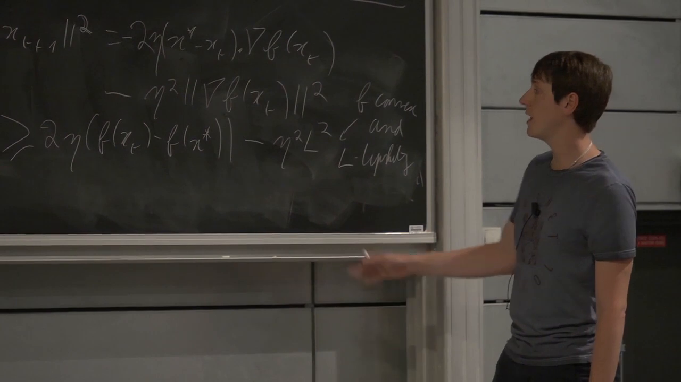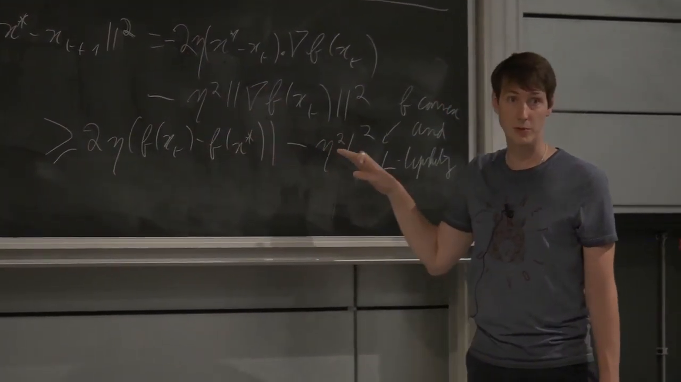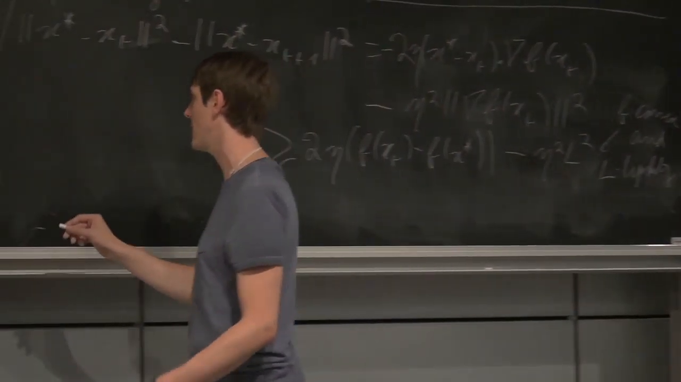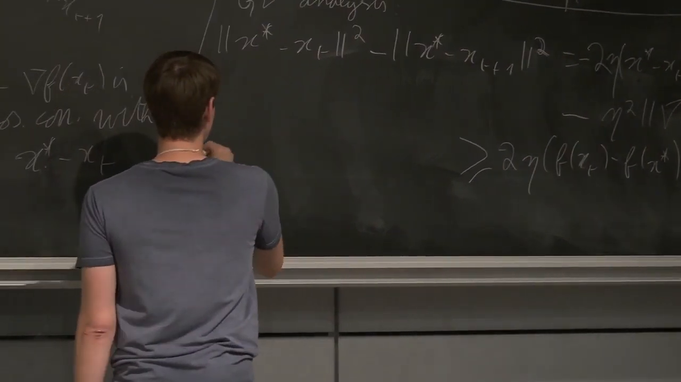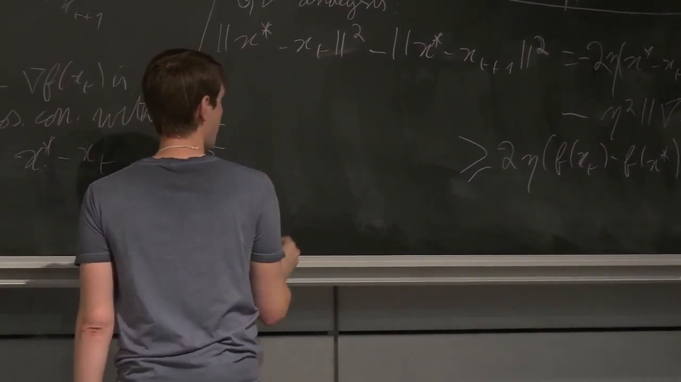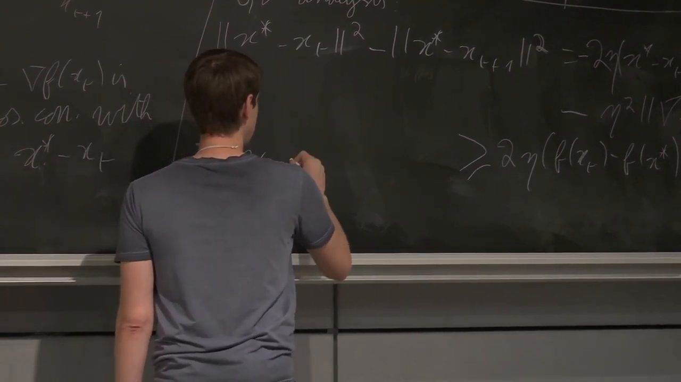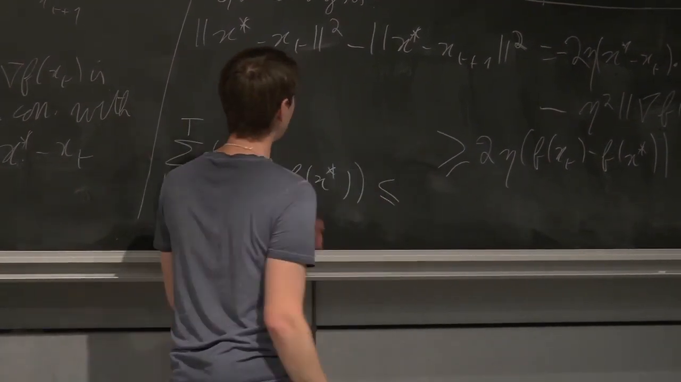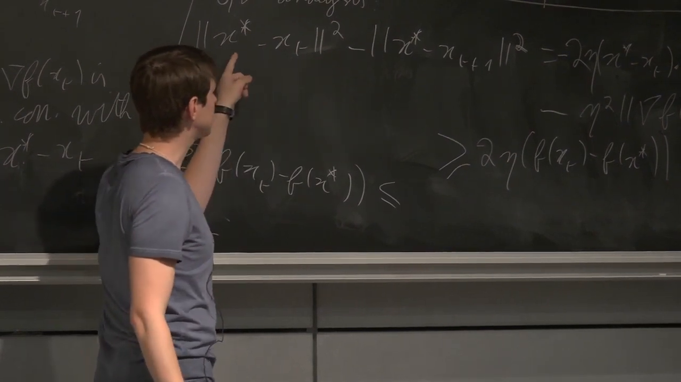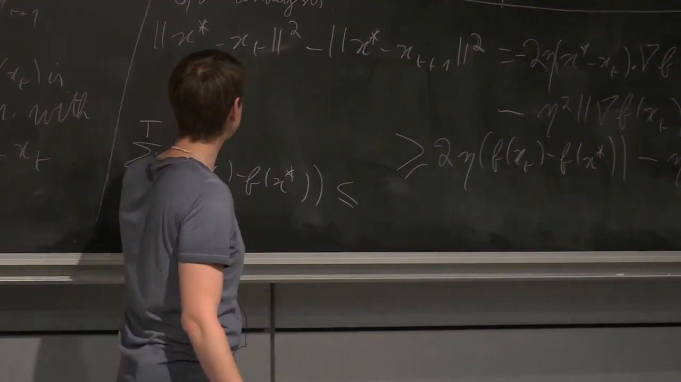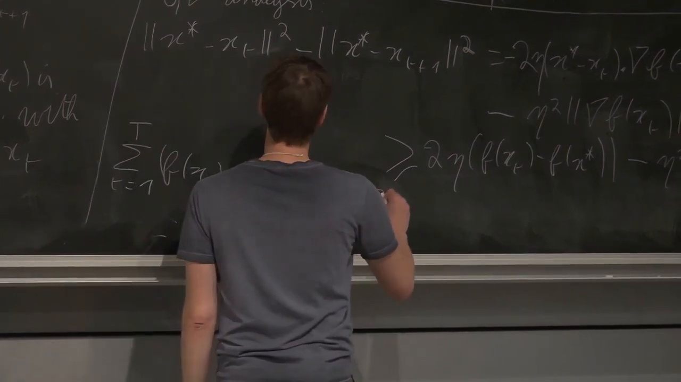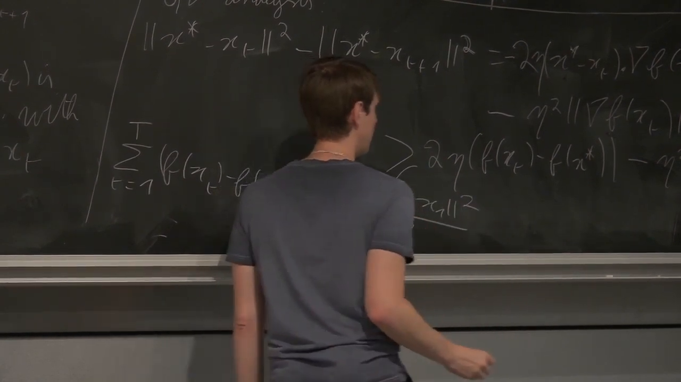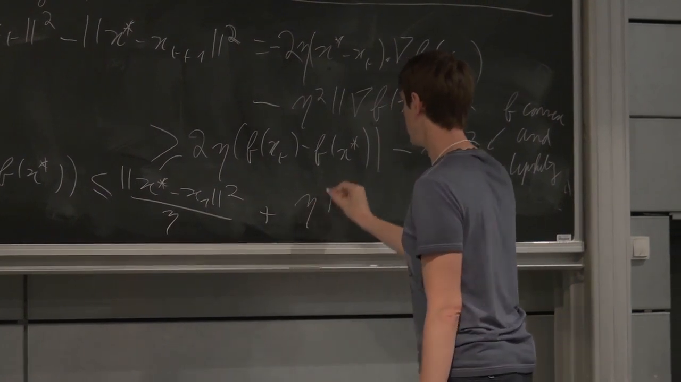Now if I rearrange, I can sum over those terms. This term is summable. So I just sum over all time steps. Let's say I run for T time steps. I get the sum for t equals 1 to capital T of f of xt minus f of x star. This thing is upper bounded by the sum of those things. The last term is certainly non-negative, so I can just keep the first term. I get the norm of x star minus x1 squared over eta plus eta T L squared.